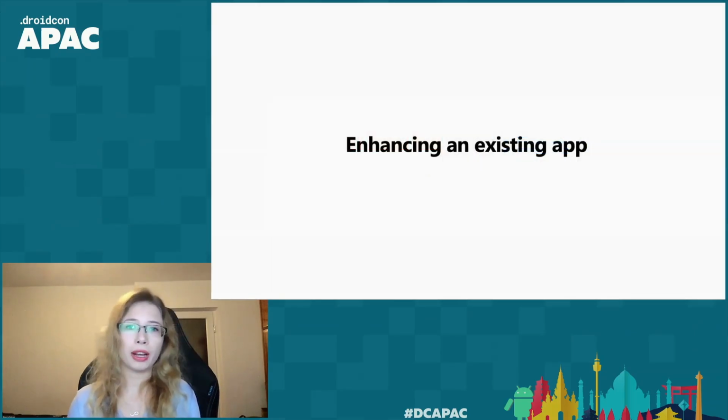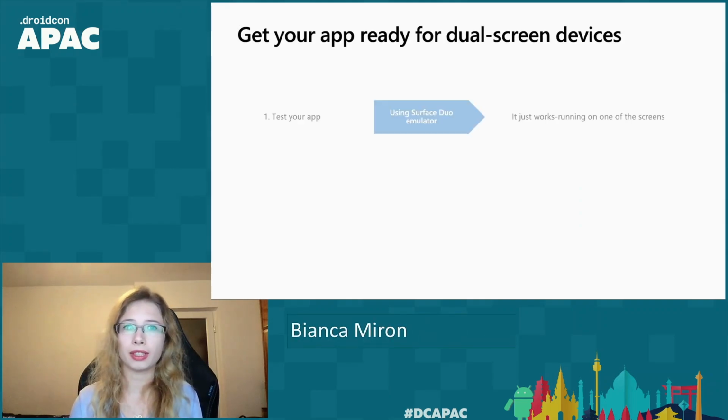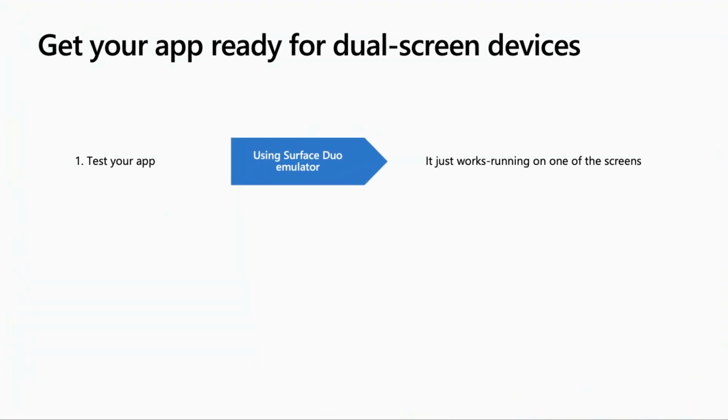Now, let's get practical and see how to enhance an existing app. So to get our application ready, we have 3 simple steps. First of all, we need to test the application using the Surface Duo emulator or the device, because it will just work running on one of the 2 screens.